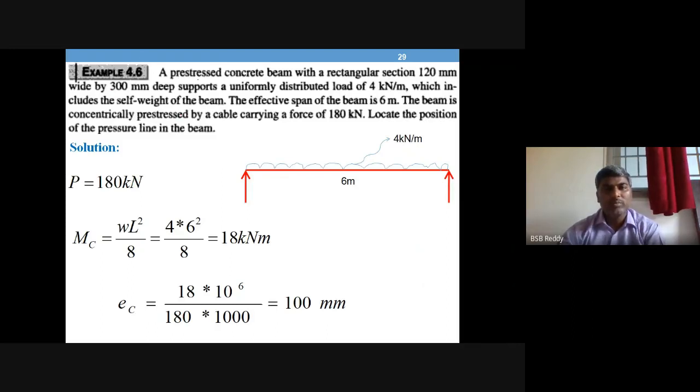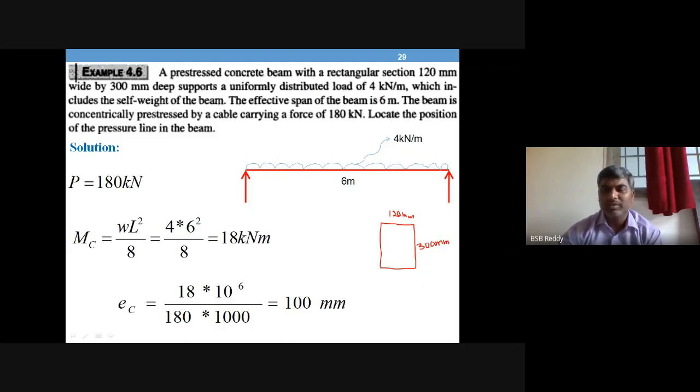A pre-stressed concrete beam with a rectangular section of 120 mm wide by 300 mm deep. So let us draw the section: 120 mm wide, 300 mm deep. This is the cross section.